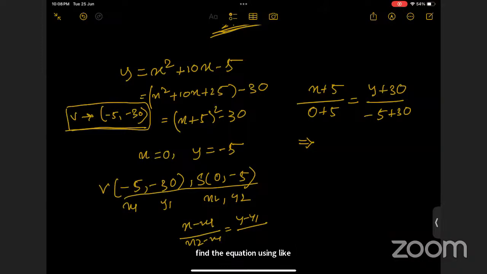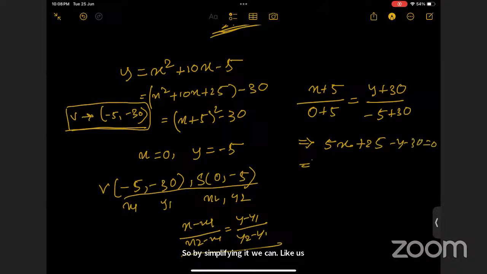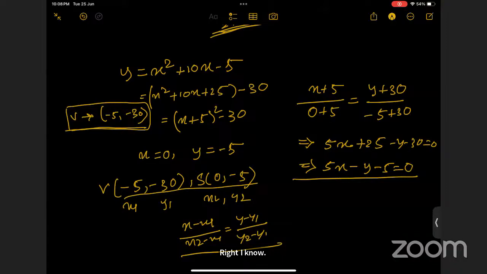Okay. So we are just putting the values in this equation, and then we can get this. By simplifying it, we get 5x minus y minus 5 equals 0. So is the equation the same as yours? You are also solving with me, right? Yes. Is the equation the same? Correct? Yes, ma'am. Ma'am, I am still confused.